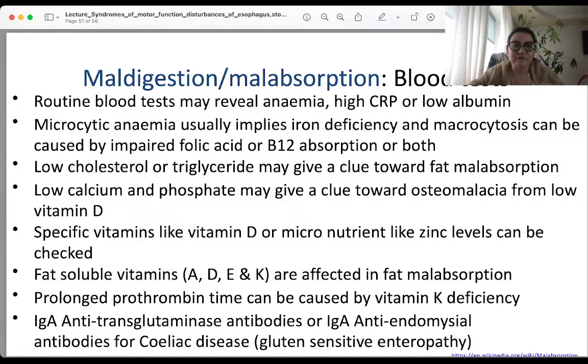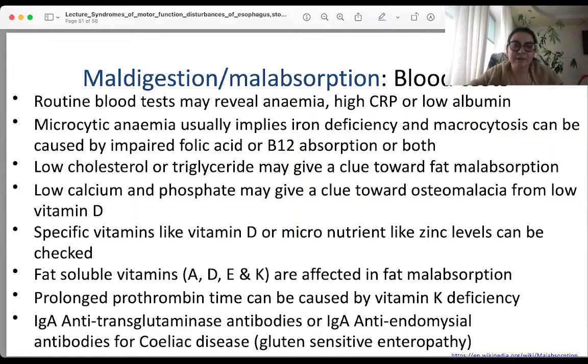Low calcium and phosphate may give a clue toward osteomalacia from low vitamin D. Specific vitamins like vitamin D or micronutrients like zinc levels can be checked. Fat-soluble vitamins like A, D, E, and K are affected in fat malabsorption. Prolonged prothrombin time can be caused by vitamin K deficiency.